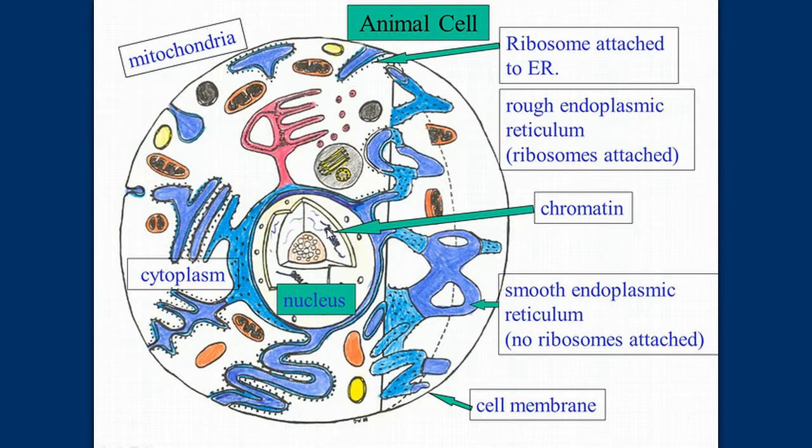There's the chromatin, which contains the genetic information. The rough endoplasmic reticulum, because we see ribosomes attached. So this rough endoplasmic reticulum is a transport system, but with the ribosomes attached, it plays a role in protein synthesis also. The mitochondria, cellular respiration, ATP production, the powerhouse of the cell.